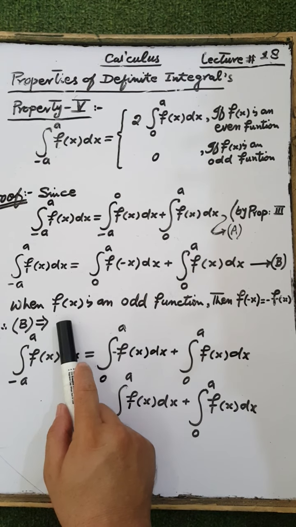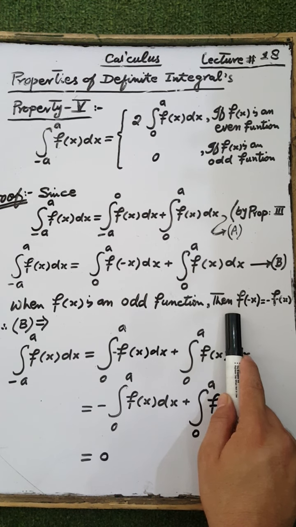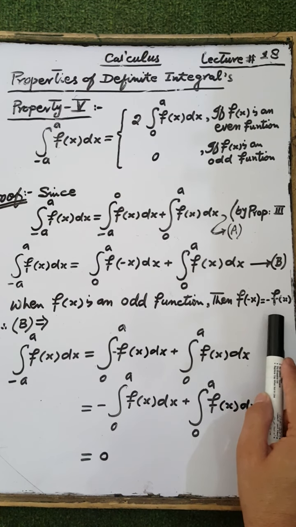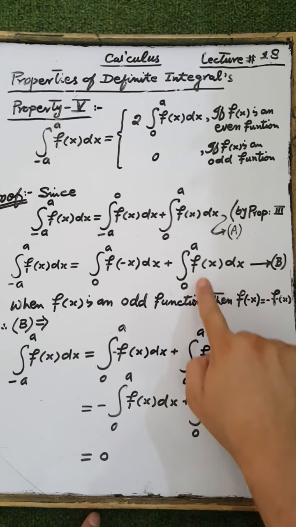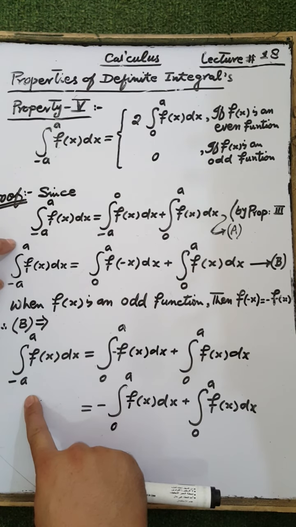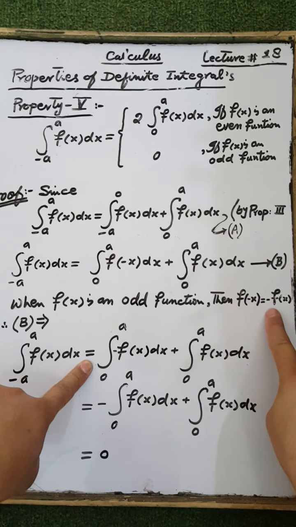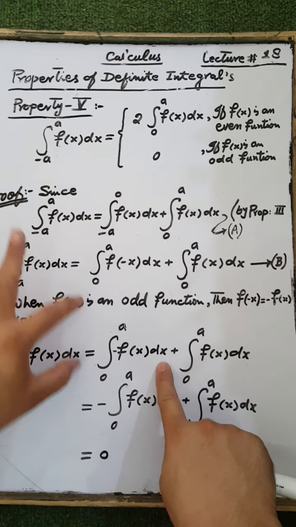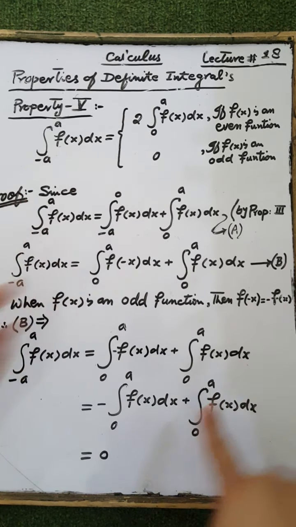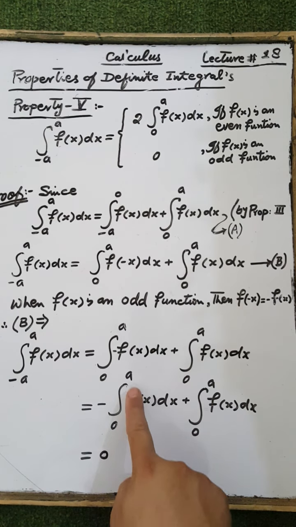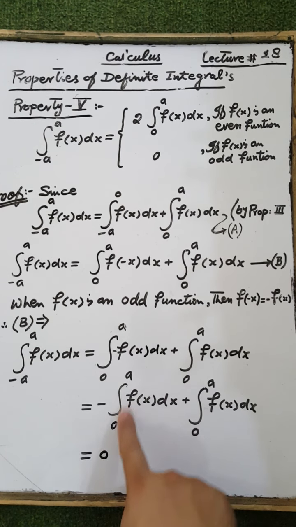When the function f(x) is an odd function, then by the condition of the odd function, f(minus x) is equal to minus f(x) according to the second condition. Then equation number b implies that the integral from minus a to a of f(x) dx is equal to the integral of f(minus x), which is minus f(x) dx, with limits from 0 to a, plus the integral from 0 to a of f(x) dx, which is equal to minus 1 multiplied by the integral from 0 to a of f(x) dx plus the integral from 0 to a of f(x) dx.